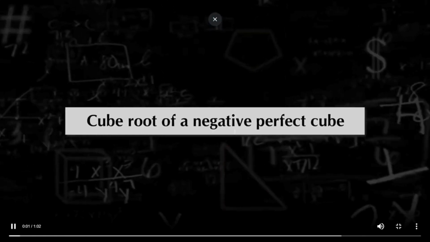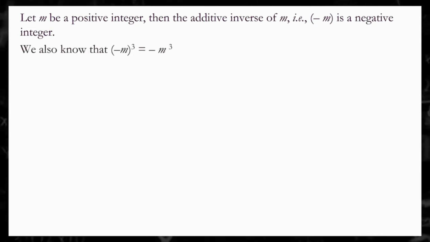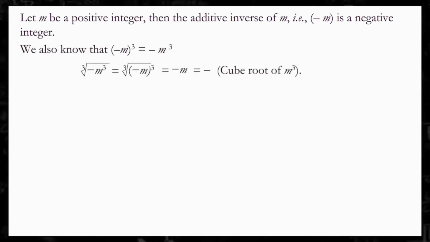Cube root of a negative perfect cube. Let m be a positive integer, then the additive inverse of m, that is minus m, is a negative integer. We also know that (minus m) whole cube is equal to minus m cube. Cube root of minus m cube is equal to cube root of (minus m) whole cube, which is equal to minus m, which is equal to minus cube root of m cube.